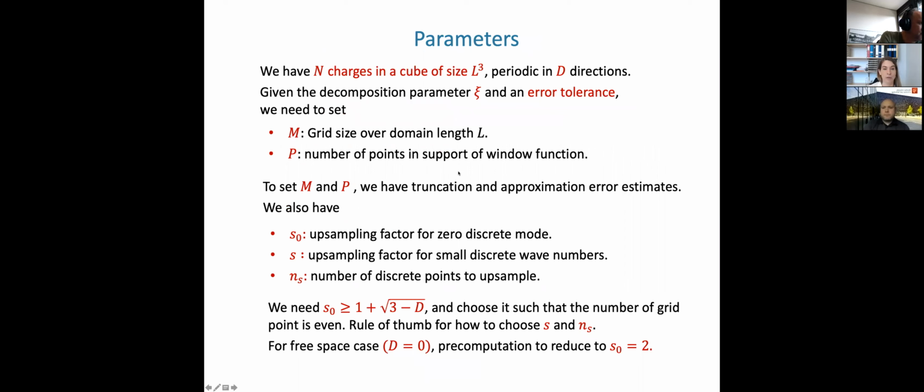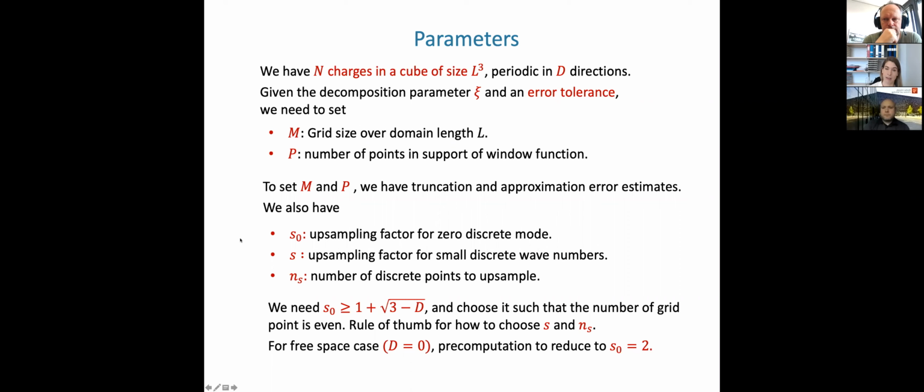So thinking about parameters, there's a range of parameters now. For the triply periodic case, we didn't have so many. In the K-space part, as soon as Xi has been decided, which balances with the real space part, we have the grid size to pick and the number of points in the support of the window function, essentially.